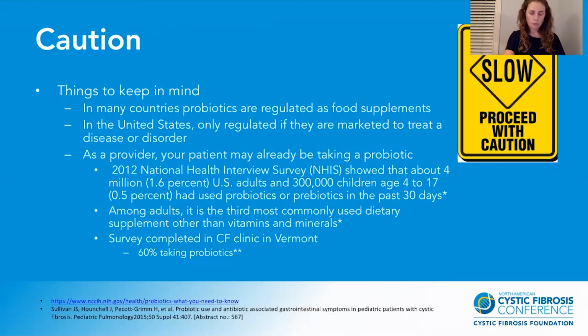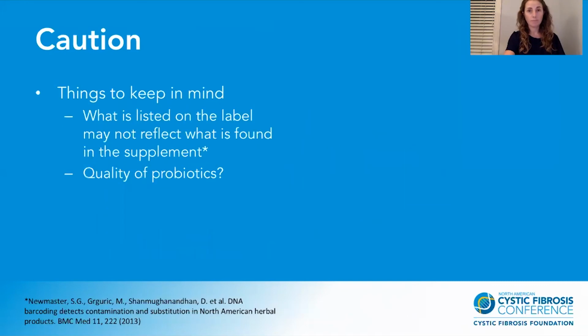The 2012 National Health Interview Survey showed that about 4 million US adults and 300,000 children had used probiotics or prebiotics in the previous 30 days. 57% of those were using them daily, and the remainder used them only during courses of antibiotics. Among adults, it is the 3rd most commonly used dietary supplement other than vitamins and minerals. A CF clinic in Vermont surveyed their patient population and found that 60% of their patients were already taking probiotics.